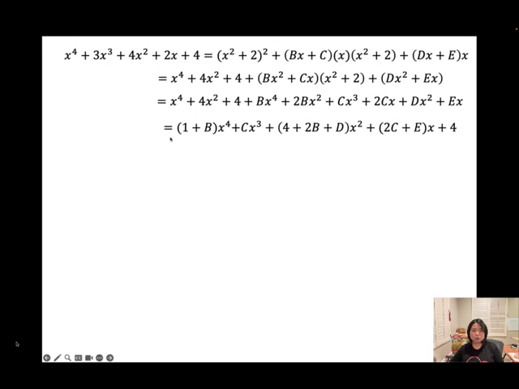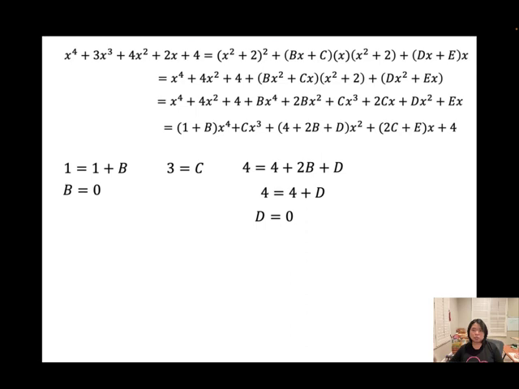Now we're going to compare the coefficient with the left hand side. So for x to the power 4, you have 1 plus B equal to 1, so B equal to 0. And then C will be equal to 3. And then this one equals the coefficient of x squared, which is 4. You know B is 0, so D equal to 0. And then 2C plus E equal to 2. You know C equal to 3, so plug it in. You should get E equal to negative 4. Once you're done, you put it back.